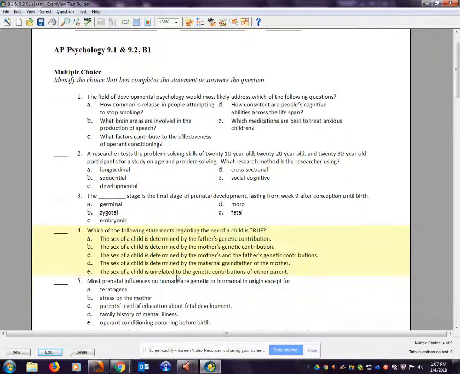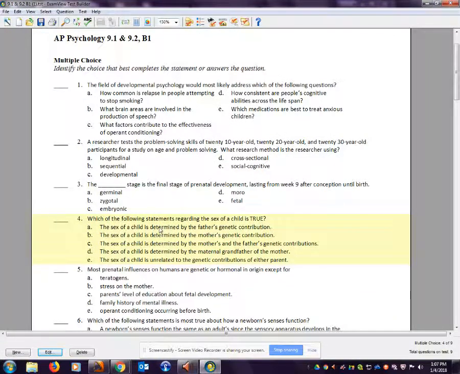All right, number 4. Which of the following statements regarding the sex of a child is true? The correct answer here is the sex of a child is determined by the father's genetic contribution. To be specific, a female's egg and a male's sperm cells each have 23 chromosomes. At conception, an egg and a sperm unite to form the zygote, which now contains the full set of 23 pairs. So the 23rd chromosome determines a baby's sex.